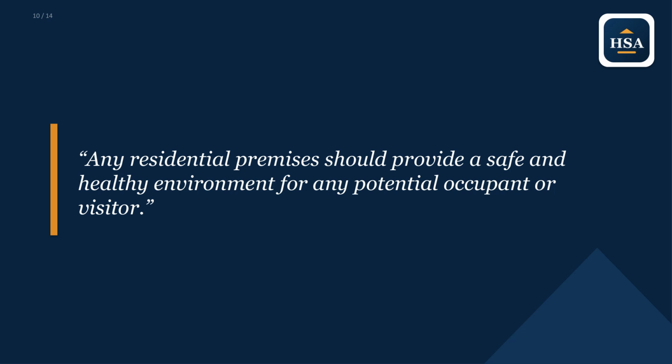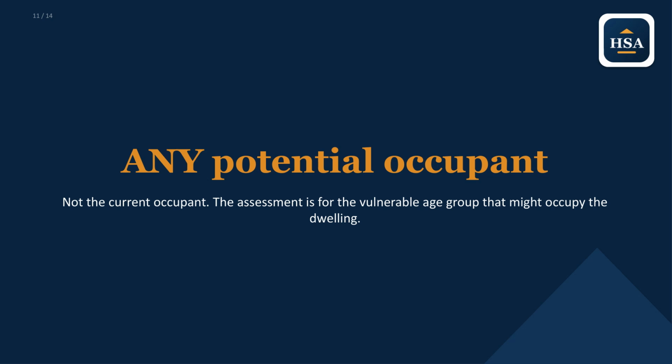The underlying principle of the HHSRS is clear and simple. Any residential premises should provide a safe and healthy environment for any potential occupant or visitor. Note the words any potential occupant. The assessment is not about the current occupant, it is about the vulnerable age group that might occupy or visit the dwelling for each hazard, or all persons where no group is more vulnerable. We come back to this in Lesson 4.